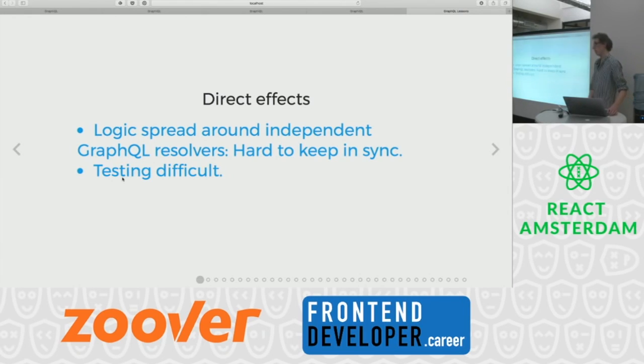Testing is very difficult because we're putting so much knowledge inside of these resolver functions together with GraphQL. We're putting everything together. Testing is very difficult when you do this. We need to tear it apart to make it more testable. And because everything is so independent of each other, it's really hard to maintain.